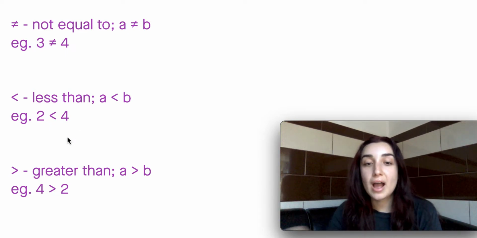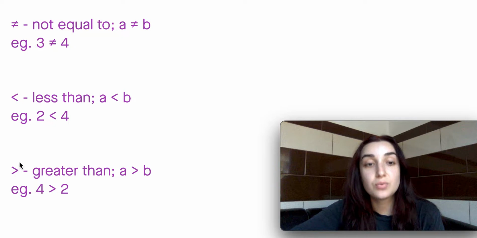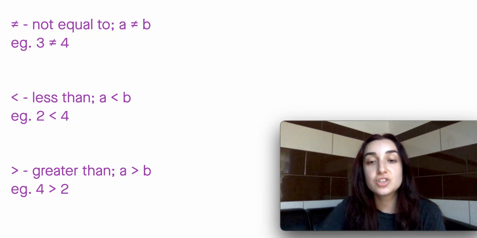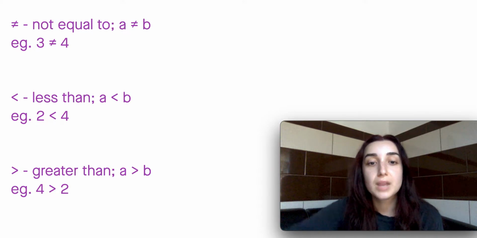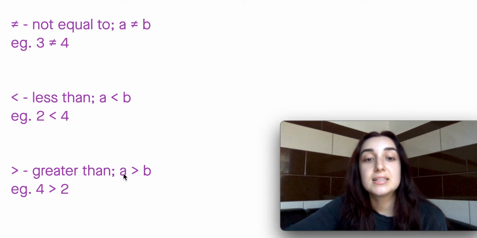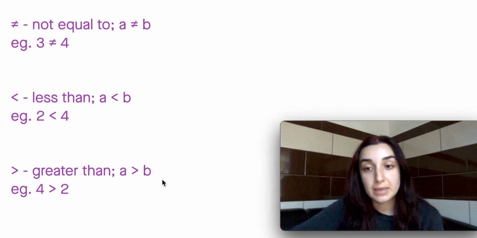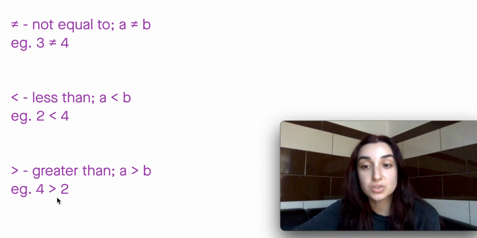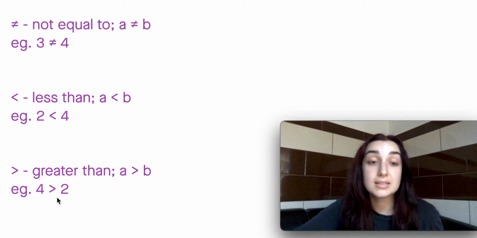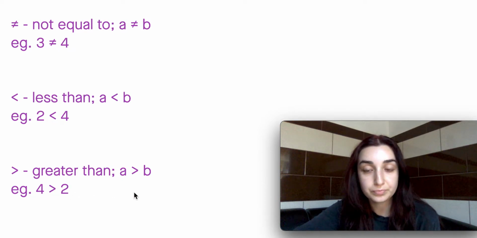Alternatively, we also have the greater than sign, which is the same exact sign, just pointing towards the right. So it's like an arrowhead pointing towards the right. We can say this as A is greater than B. That means that A will always be a number that is higher on the number scale than B. So for example, we can say 4 is greater than 2 because 4 is a higher number than 2.